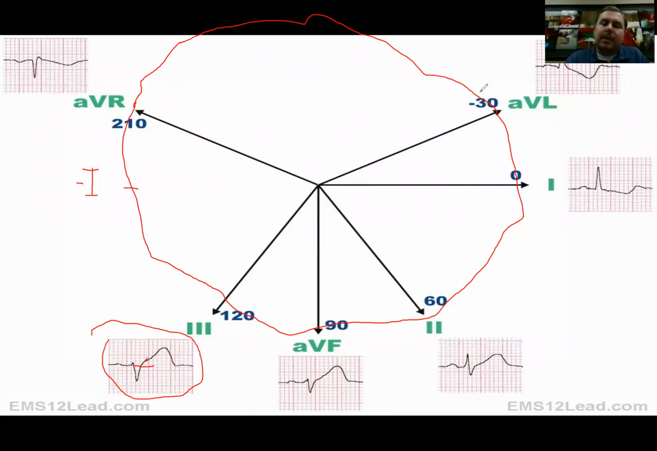If I look completely opposite that, negative 3 would be right here. Well, I can't see negative 3 on a normal 12 lead, but I can see AVL, and AVL clearly has ST depression and a T wave inversion.